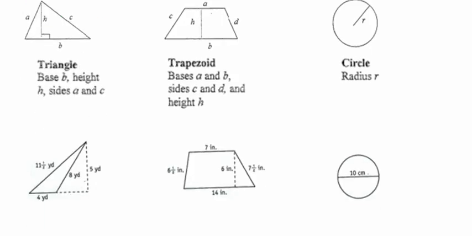Moving along, the next one is our triangle. And again, to find the perimeter, we're simply going to take and add the lengths of all three of its sides. So 8 plus 11.5 plus 4. So the perimeter would be 23.5 yards.